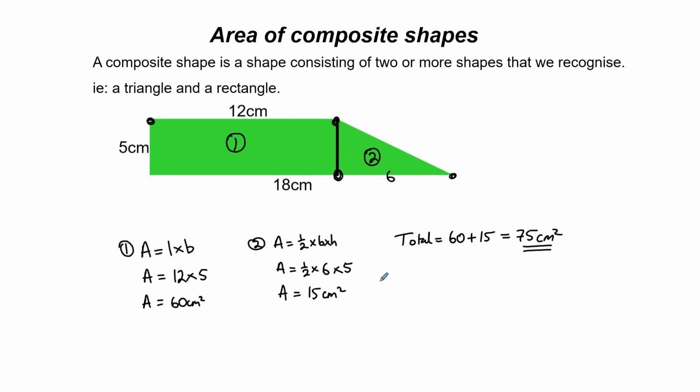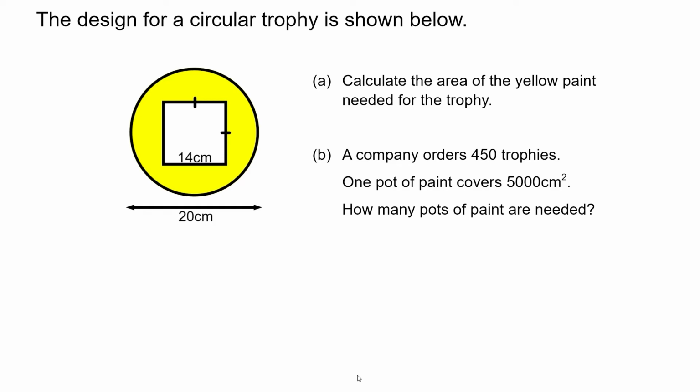And we're going to cover one final example on area. Okay, and for our final example, we are going to look at another composite shape, but we've got a circle here with a square in the middle cut out.